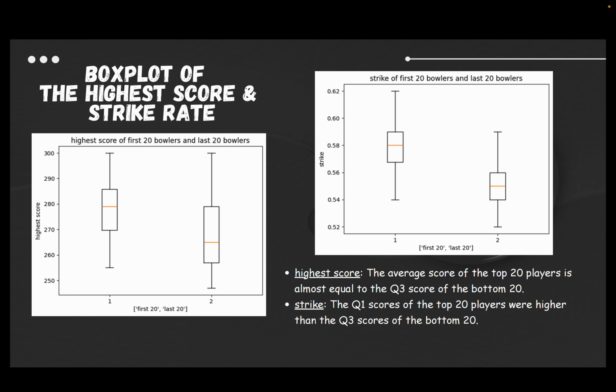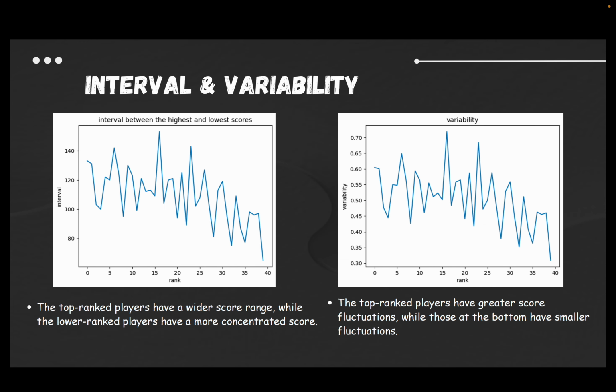I created a box plot comparing the highest score and the strike rate of the top 20 and bottom 20 players. The top 20 players generally have a higher score. The average score of the top 20 players is similar to the third quartile of the bottom 20, suggesting consistent performance. As for the strike rate, the Q1 of the top 20 players was higher than the Q3 of the bottom 20. I also created two data sets.